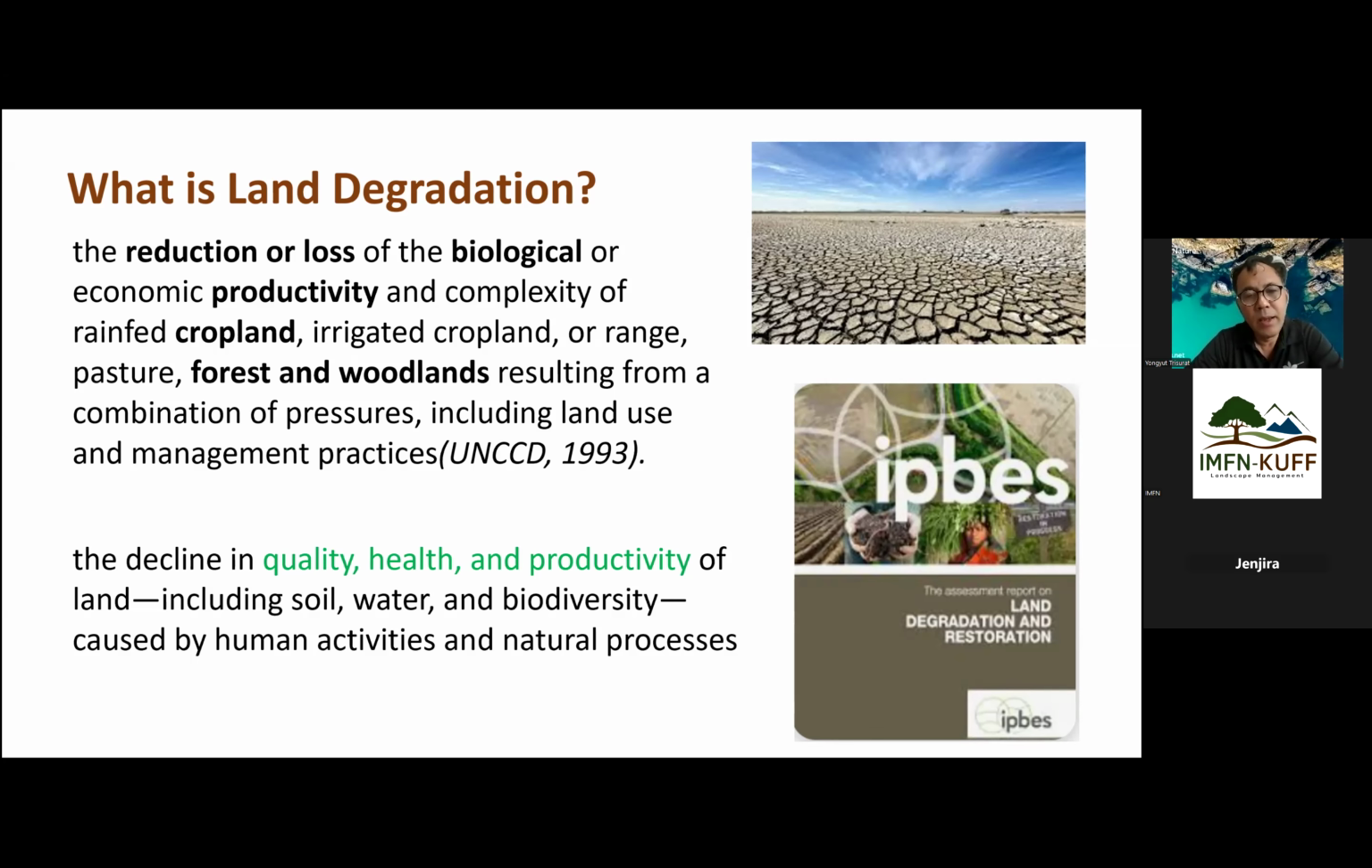in the quality, health, and productivity of land, either in agricultural land or forest land, and it has consequences on soil, water, and biodiversity. And finally, it has an impact on the quality of life of humans and the nature benefits to the people that we already discussed in the EP framework.